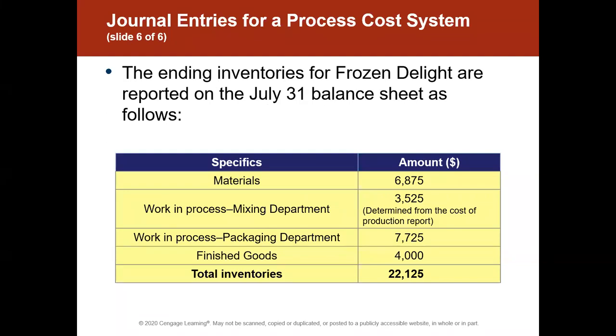All right, here are the ending inventories of Frozen Delight reported on July 31st. Materials, 6875. Work in process in the mixing department. Work in process in the packaging department. Finished goods. So on their balance sheet, they would probably have inventories broken out this way. In fact, on a lot of balance sheets now, like on Yahoo Finance, it would just say inventory, 22,125. It would have a little plus by it and you could click to expand it, and then it would show you the breakdown of their inventories.